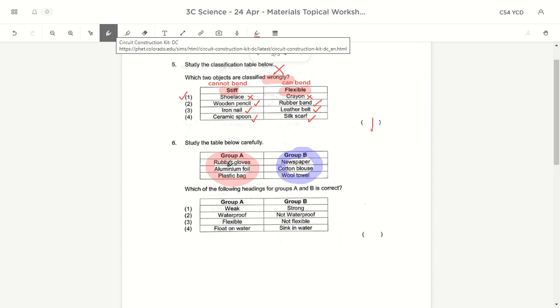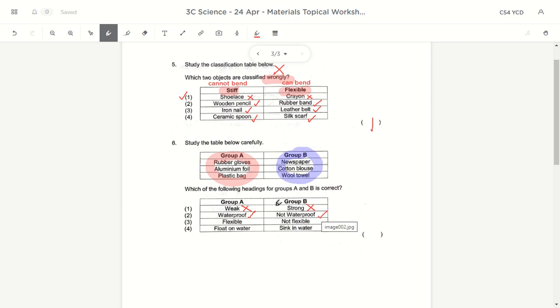Weak? Rubber is not weak. I don't think they are weak. Newspaper is definitely not strong. I can tear newspaper easily. So number 1 is wrong because firstly, B must be strong, but newspaper is not strong. Waterproof. Rubber glove, waterproof. Aluminum foil, waterproof. Plastic, waterproof, correct. Newspaper, not waterproof. Cotton blouse and wool towel, being fabric, will absorb water. So not waterproof, so it looks like the answer is 2. But we'll look at the rest.